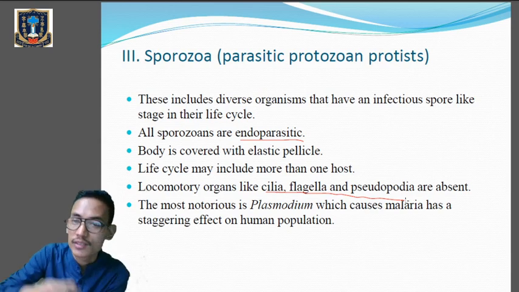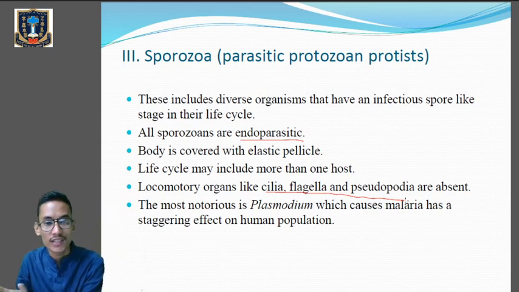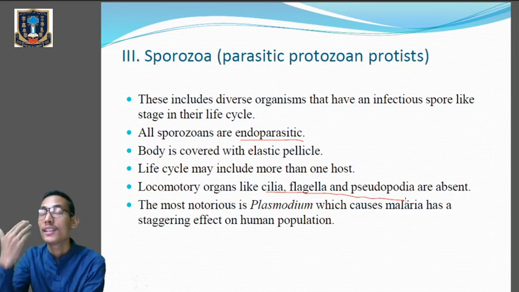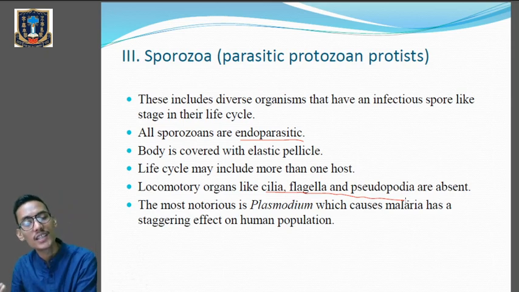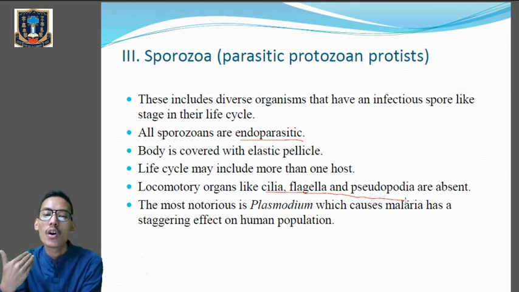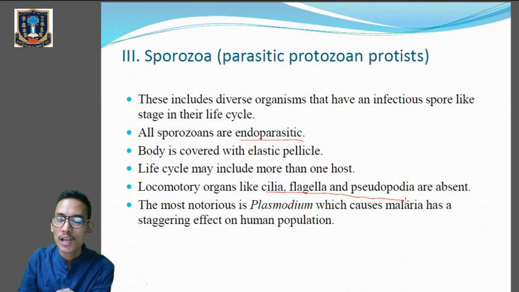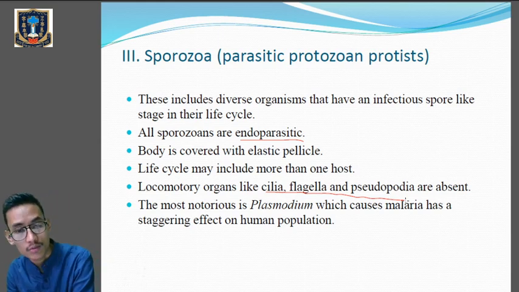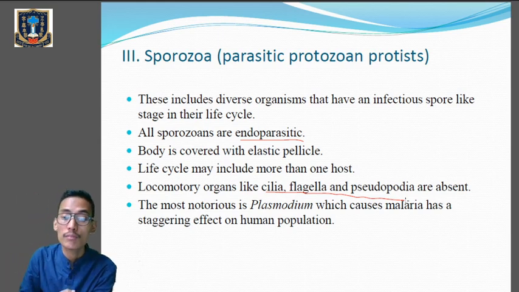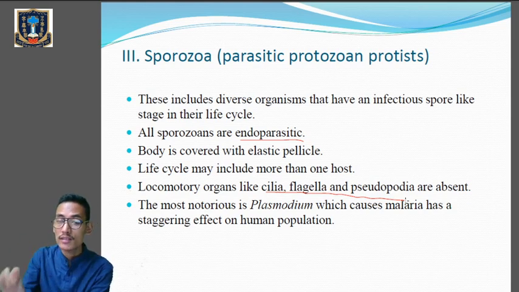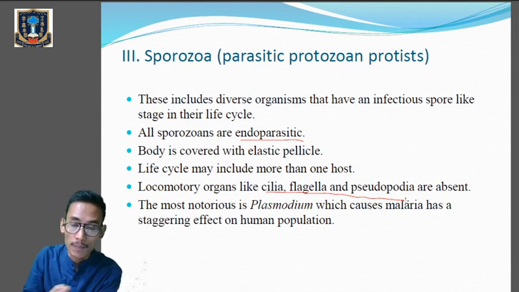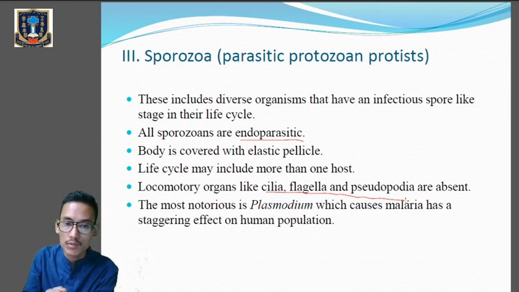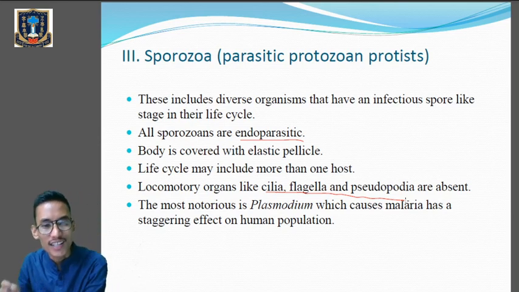Why? Because they are parasitic in nature. Since they are parasitic, there is no need of cilia, pseudopodia or flagella for locomotion. They anchor within the body of the host with the help of hooks, and they absorb the food particles with the help of suckers. So hooks and suckers are present in those parasites. Among the endoparasites, the most important one is Plasmodium. Plasmodium causes malaria, so it is a malarial parasite, which affects the human population.